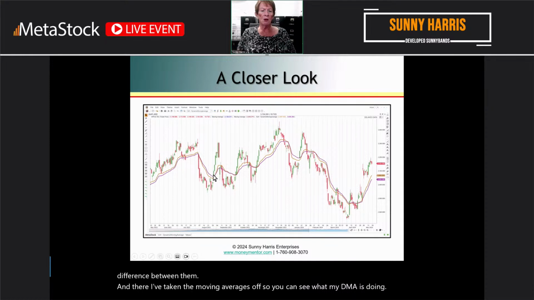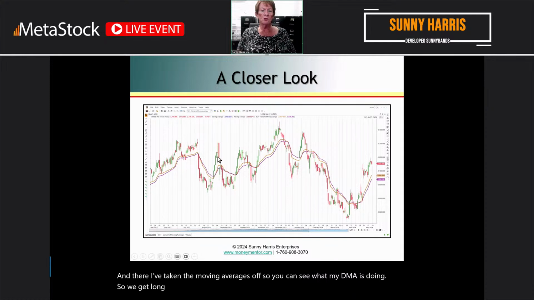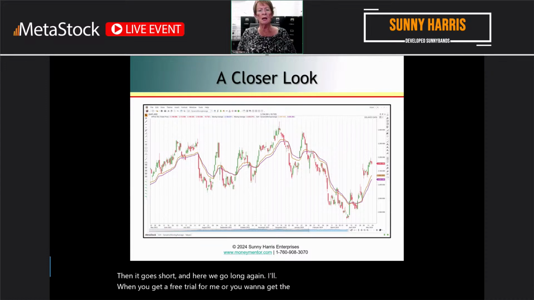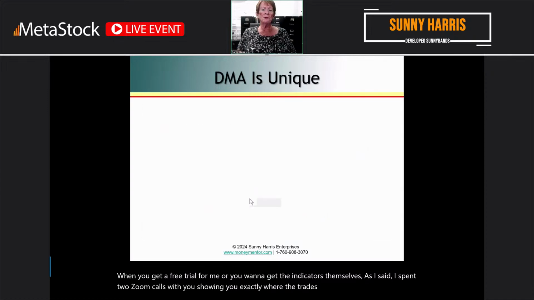And there I've taken the moving averages off so you can see what my DMA is doing. So we get long here. This goes flat, so we exit. Then it goes short. And here we go long again. When you get a free trial from me, or you want to get the indicators themselves, as I said, I spend 2 Zoom calls with you showing you exactly where the trades are. And we'll even do it in the live market so you can see it on your own chart.